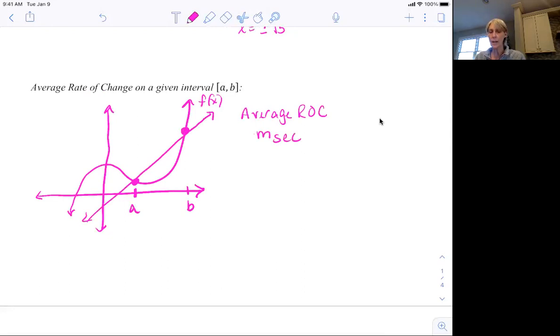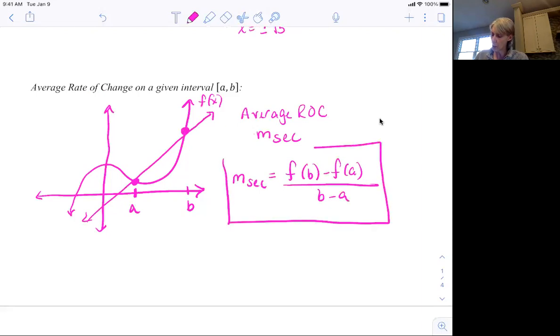That's a really big concept. And hopefully you recall from earlier in the year, we set up our formula as f of b minus f of a over b minus a. We set up our function notation formula for the slope of a secant line.